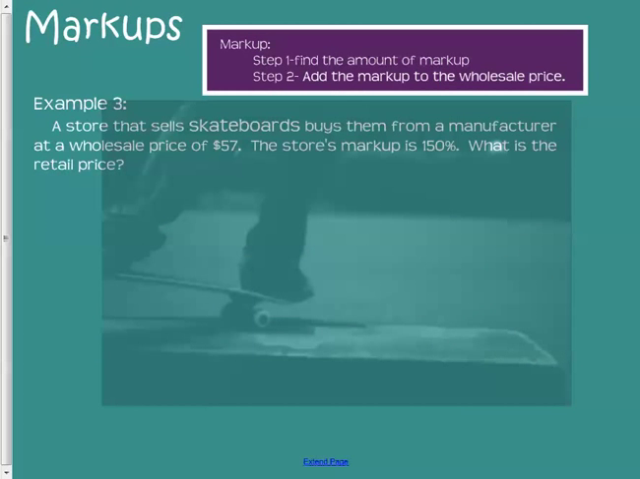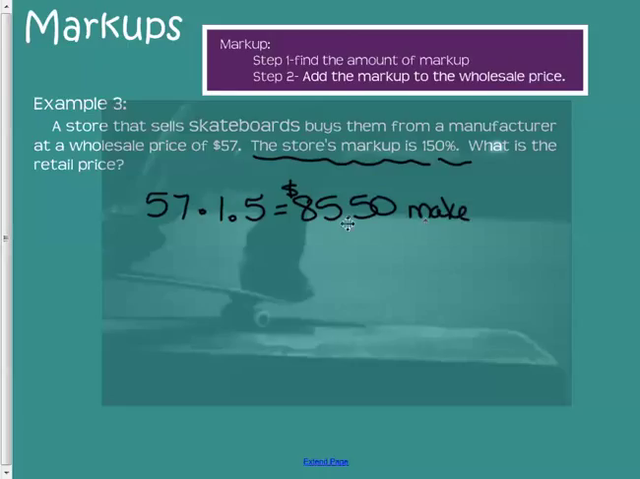Markups. A store sells skateboards and they buy them from a manufacturer at a wholesale price of $57. So that's how much they're paying. The store's markup is 150%. So what is the retail price? The first step is to find the amount of the markup. So we're taking 57 times 150%, which is 1.5, which is $85.50. That's how much they're going to make when they sell the item.